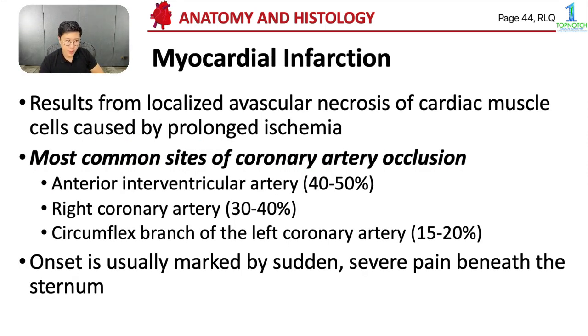So for myocardial infarction, it results from localized avascular necrosis of cardiac muscle caused by prolonged ischemia. So the most common sites of coronary artery occlusion would be your anterior interventricular artery, followed by right coronary artery, then your circumflex branch of the left coronary artery.